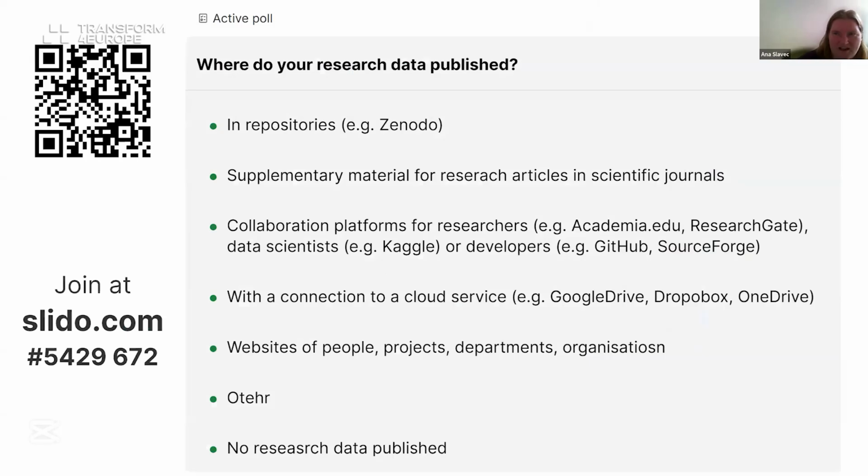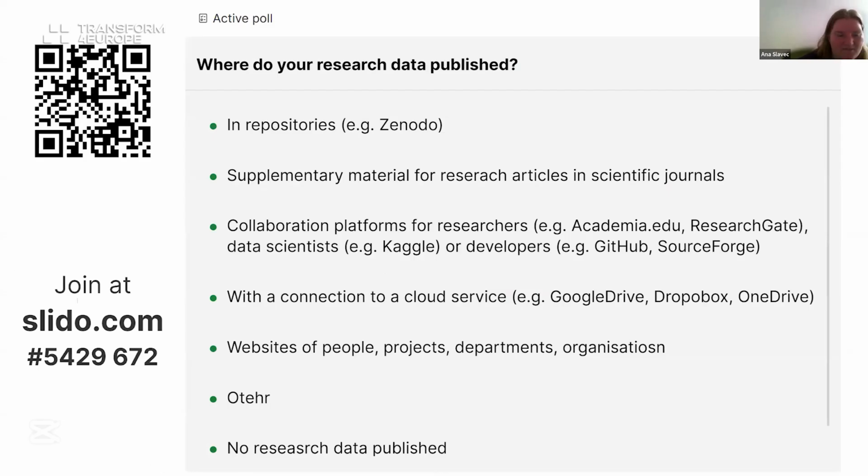Okay, and now we have another slide, a question. I'm assuming that you're all researchers and that you are publishing your research. And here I'm interested in whether you publish your research data and where you publish. I apologize for a typo. I had some problems with Slido because of two different PowerPoint versions, so I had to create this slide again really fast in the morning. And I see that I made two typos. But as you understand, this option is other, and the last one is no research data published.